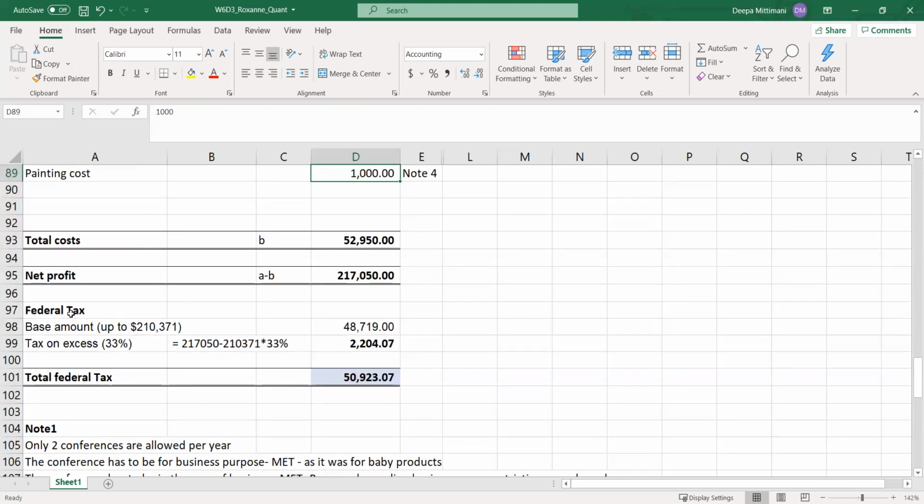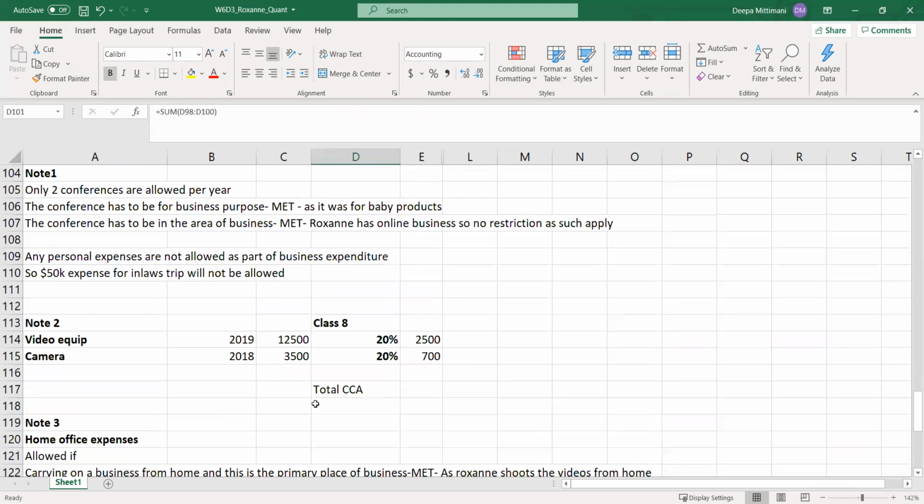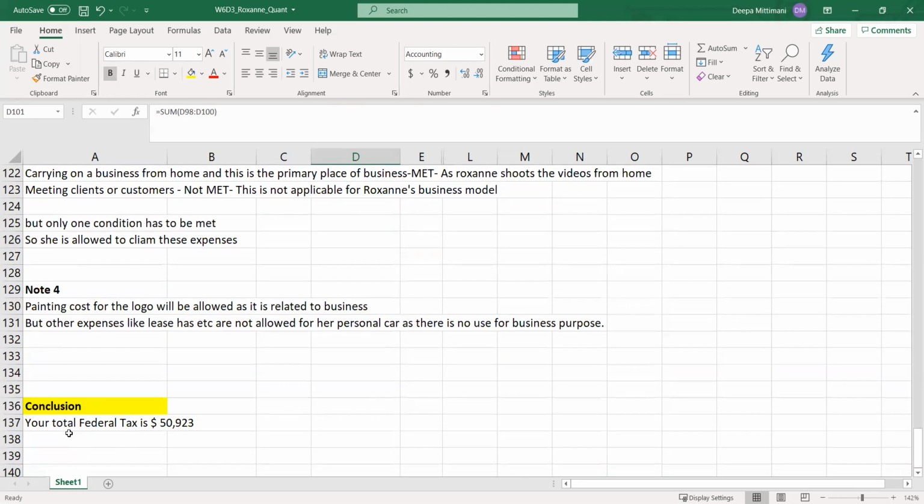So here I'm calculating the federal tax based on the base amounts, the tax on the excess, how it is calculated, what is subtracted, and then the total federal tax amount. And in the conclusion, I'm making it very clear that your total federal tax is this much. And this will be cross-referenced on the memo that the tax amount for this year would be this much.